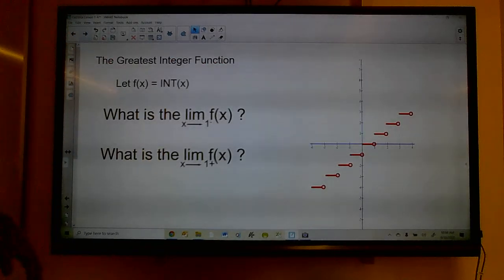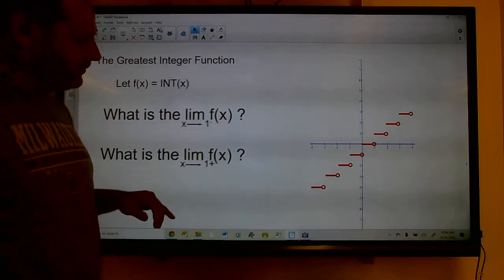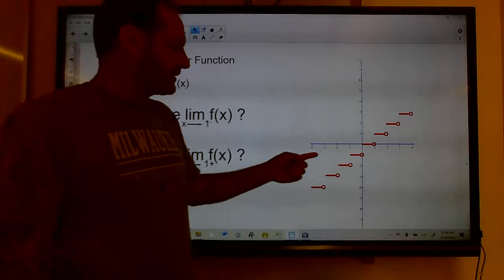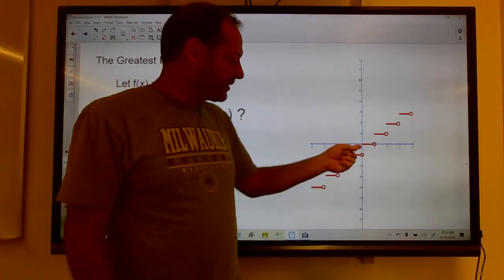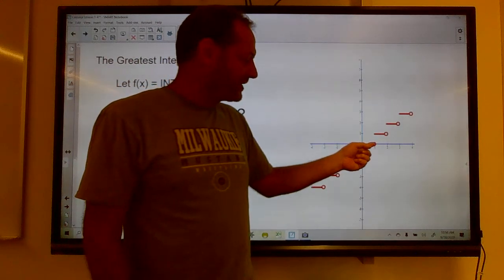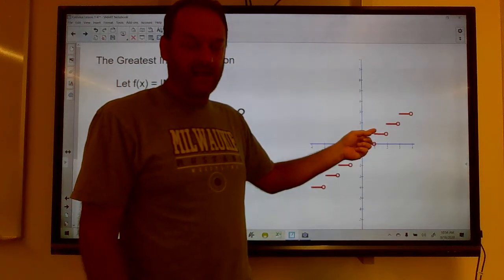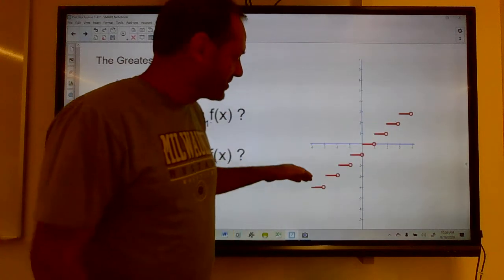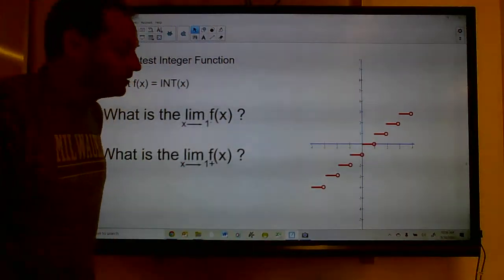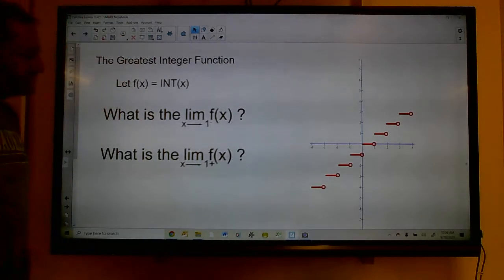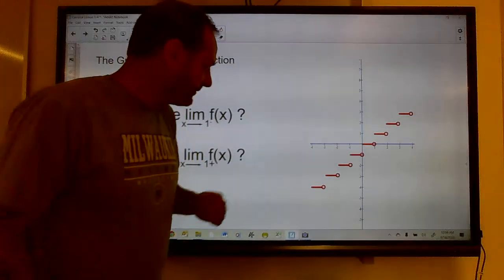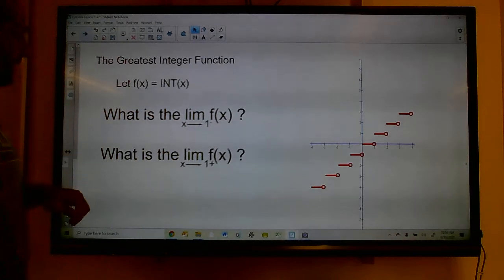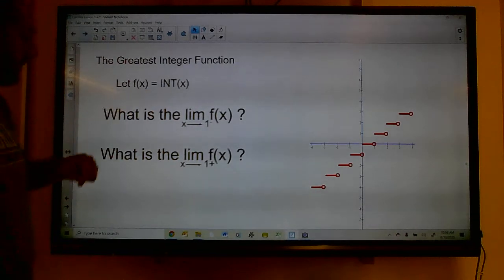This is the greatest integer function. So just to kind of remind you what that is, the greatest integer function, it's 0 everywhere until it reaches 1 and then it jumps. And it stays 1 until it reaches 2 and then it jumps. So you get this, they call this a step function because it looks like stairs. You can see it's open on the right and closed on the left. Okay, and it's written like this.